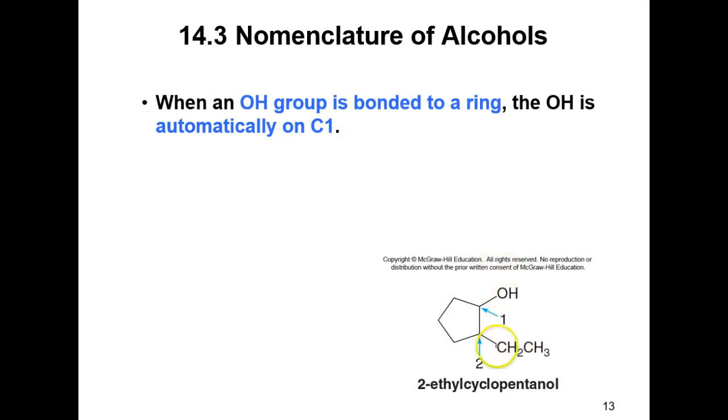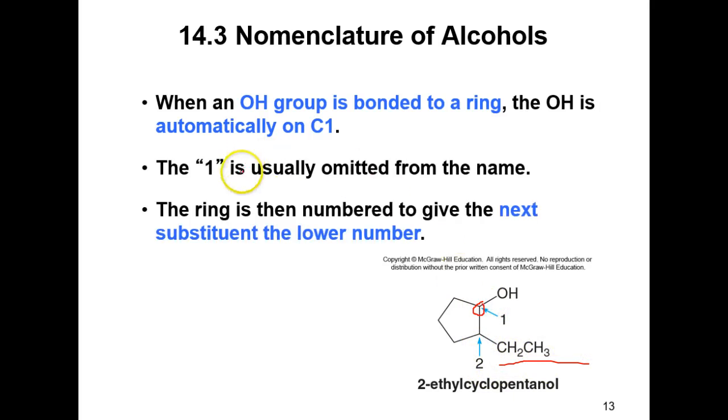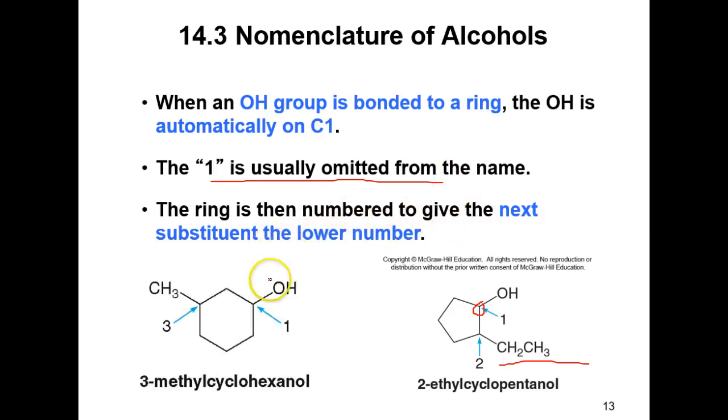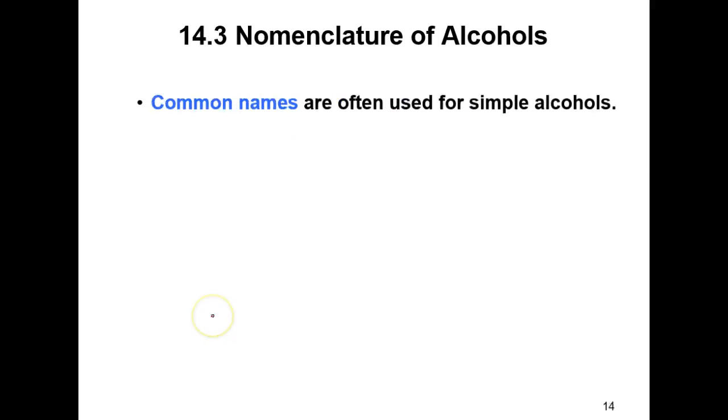If you have a ring with an OH group, the OH is always carbon 1. You do not have to tell the reader that that's carbon 1. It's just a cyclopentanol. You don't have to say 1-cyclopentanol. It's assumed. So you name the substituents on whatever carbon they are based off the fact that this carbon is carbon 1. So this would be 2-ethylcyclopentanol. Like here, the 1 is usually omitted. The ring is numbered to give the next substituent the lower number. In this case, I have a cyclohexanol. This is my parent, cyclohexanol, and then I have a methyl group at the 3rd carbon.